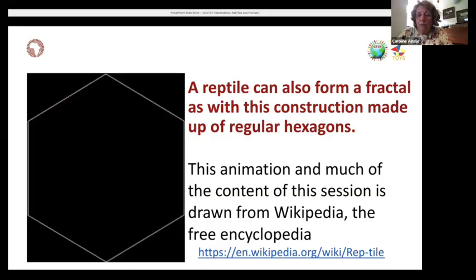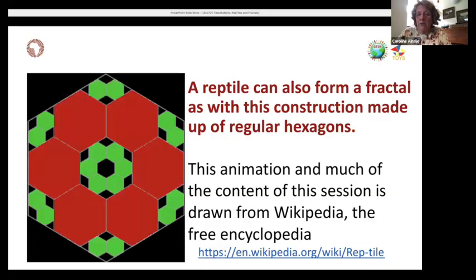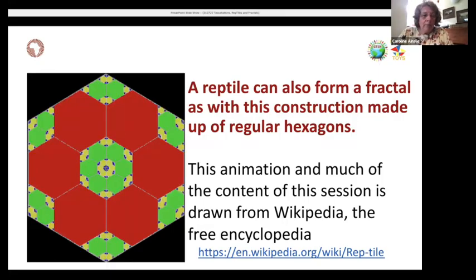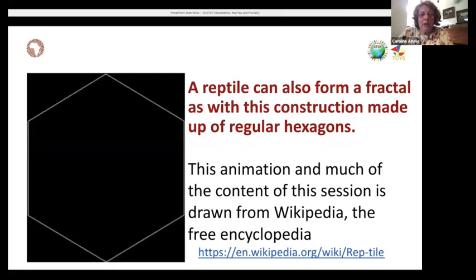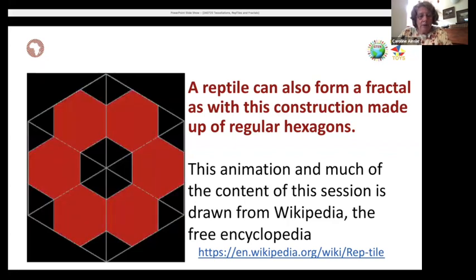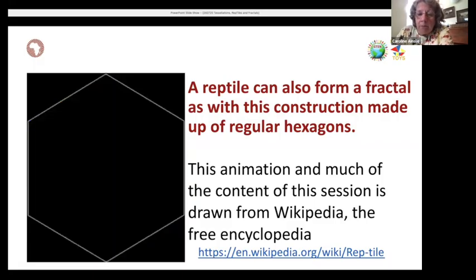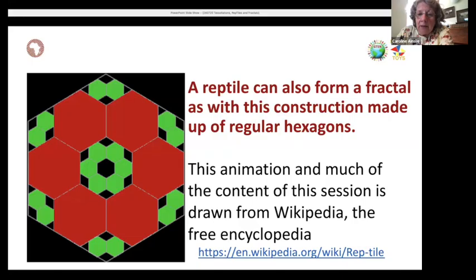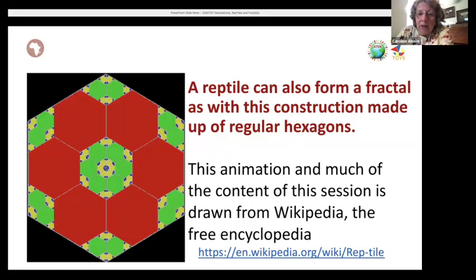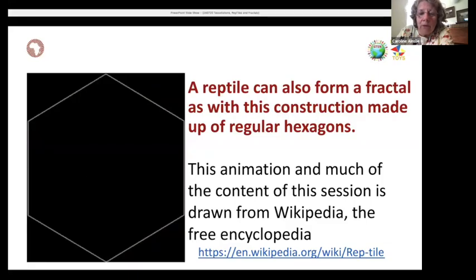A lot of the animations and a lot of the content that Tony has obtained from Wikipedia, and it's a great source of lovely ideas for your classroom. And we're going to see something very interesting about, they look like footballs there, don't they, when they get smaller like that? That one in the middle looks like a football.